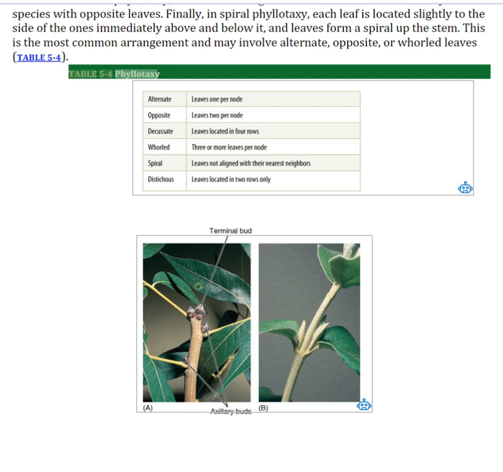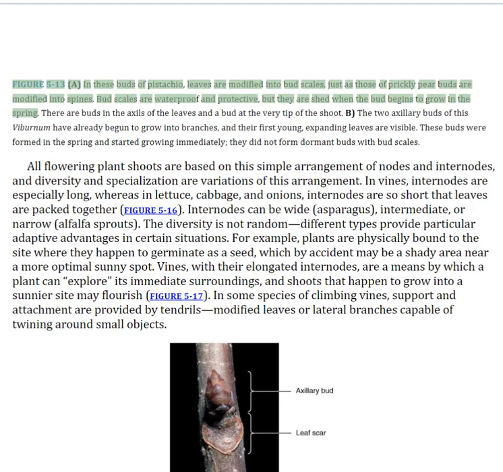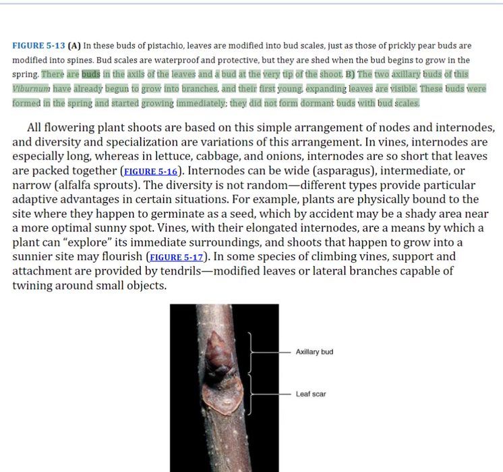Table 5, for phyllotaxy. Figure 5.13. A. In these buds of pistachio, leaves are modified into bud scales, just as those of prickly pear buds are modified into spines. Bud scales are waterproof and protective, but they are shed when the bud begins to grow in the spring. There are buds in the axils of the leaves and a bud at the very tip of the shoot.